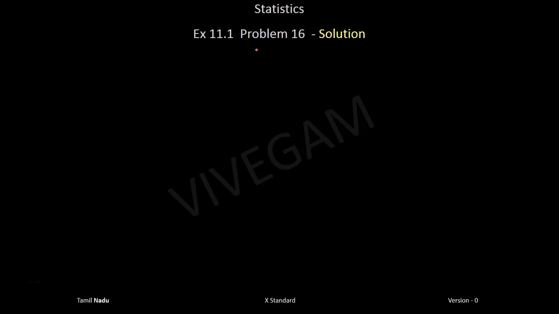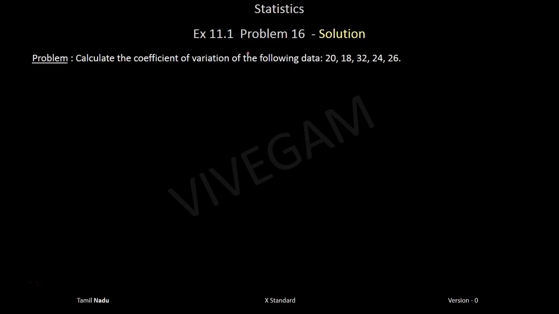Exercise 11.1, problem 16, solution. Calculate the coefficient of variation of the following data: 20, 18, 32, 24, 26. So we are asked to find the coefficient of variation. What is coefficient of variation? It is sigma divided by x bar into 100.